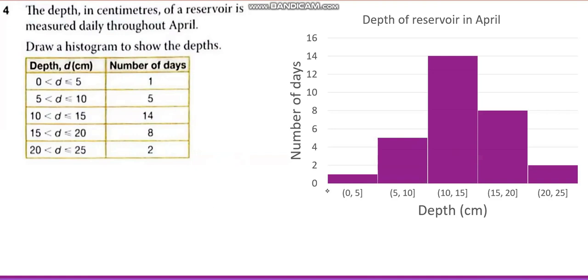So again, look that 0 was not included because the depth was more than 0. So I have used a small bracket. And here there is a square bracket that shows that 5 is included in this interval. Now we will proceed to the next question.